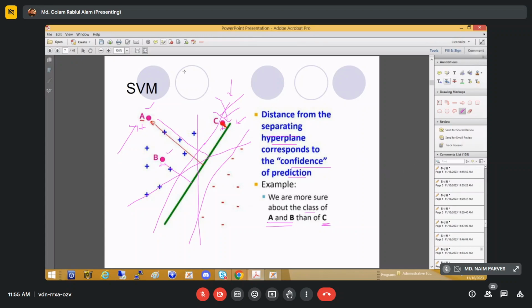So here is the distance. We can see the distance, but that means we need to find the distance. We need to calculate the distance anyhow. But how to calculate the distance? How to calculate the distance from point A to a hyperplane? How to calculate that?